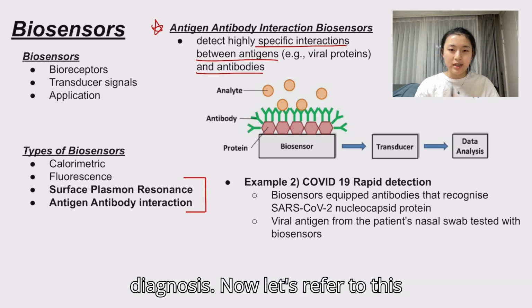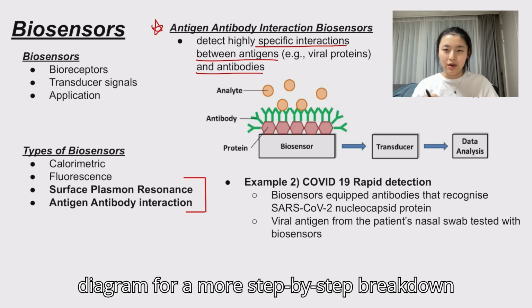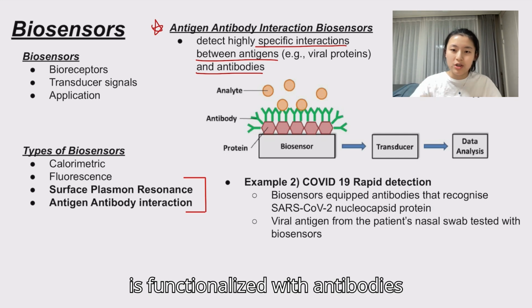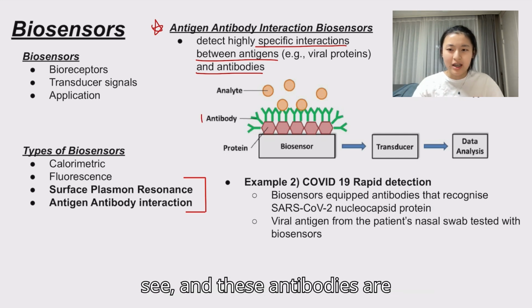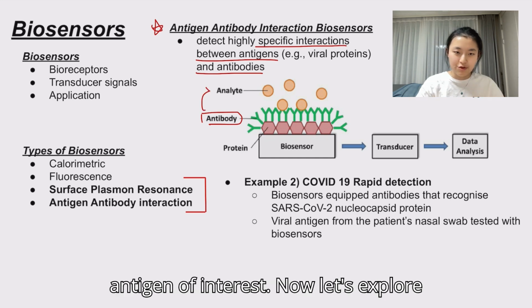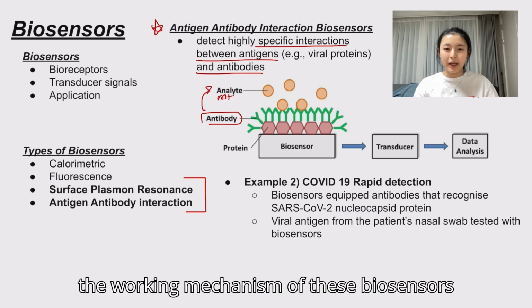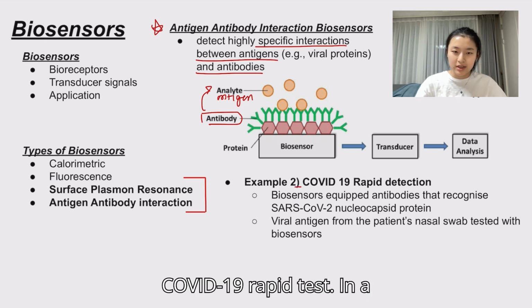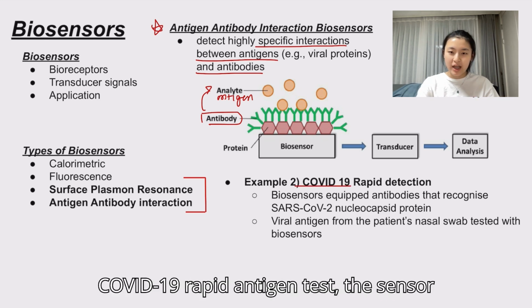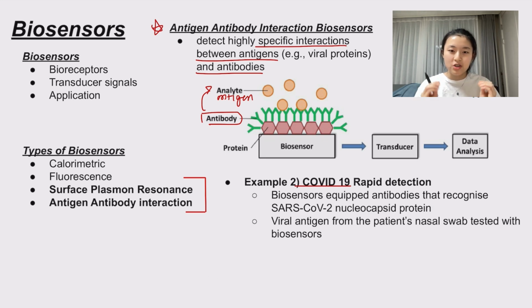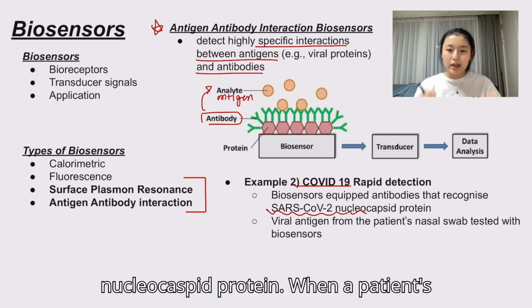Now let's refer to this diagram for a more step-by-step breakdown of the working mechanism. The biosensor is functionalized with antibodies immobilized on the surface, as you can see, and these antibodies are specifically designed to capture the antigen of interest. Now let's explore the working mechanism of these biosensors by looking at their application in the COVID-19 rapid test. In a COVID-19 rapid antigen test, the sensor is functionalized with antibodies that recognize the SARS-CoV-2 nucleocapsid protein.